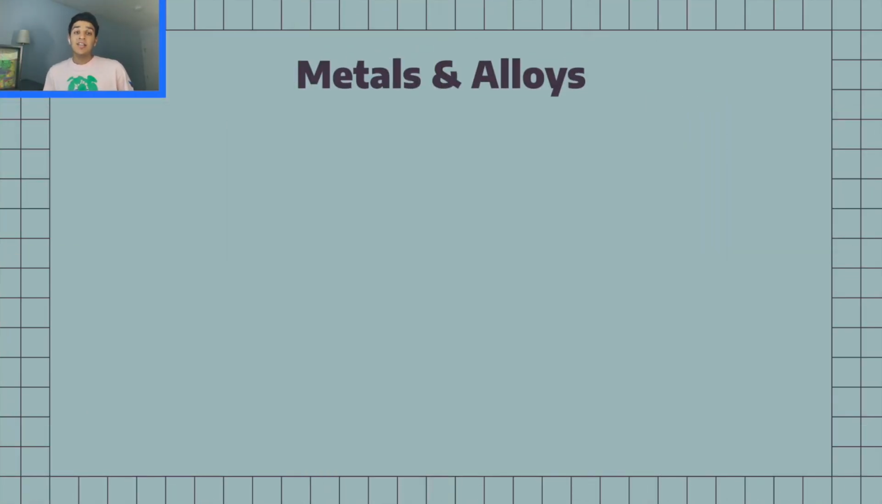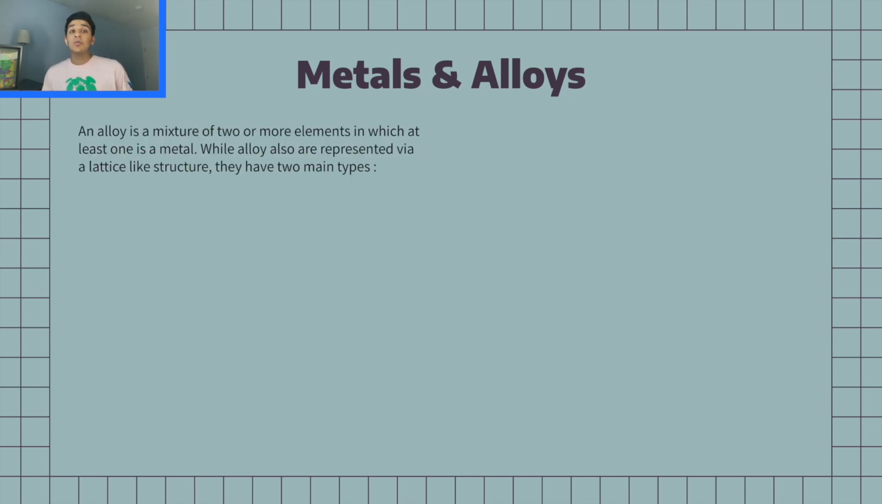Moving on, the next topic we're going to be covering is metals and alloys. By definition, an alloy is basically a mixture of a bunch of elements, and at least one of those elements has to be a metal. In AP Chemistry, the most common types of alloys you're going to be looking at are either a mixture of two metals or a mixture of one metal and another element that's not a metal. There are also two different subdivisions of alloys. Let's take a look at them.